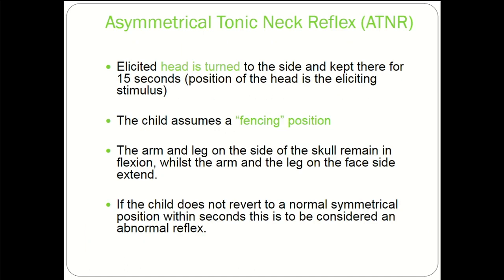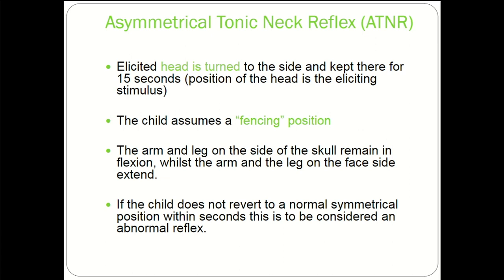Next is the asymmetrical tonic neck reflex, in short ATNR. It is elicited when the head is turned to the side and kept there for 15 seconds. That is important: the position of the head is the eliciting stimulus. The child assumes a fencing position. It means the head, arm and leg on the skull side remain in flexion, while the arm and leg on the face side will be extended.